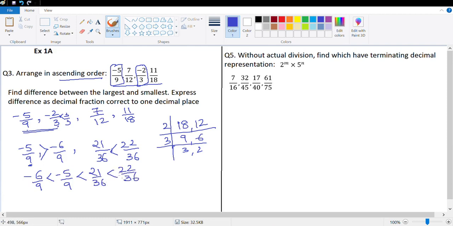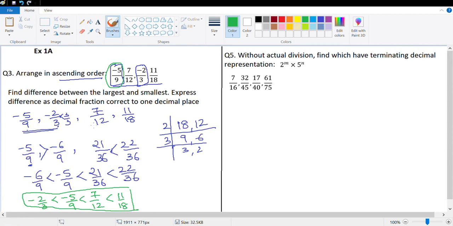Now this is still not the final answer because the question is given in different numbers. I have taken an LCM, so let me write it in the numbers in which it is given. So this is negative 2 upon 3 is less than negative 5 upon 9, less than 21 upon 36, which was 7 upon 12, and 22 upon 36 was 11 upon 18. So this is arranging it in ascending order, going from the smallest to the biggest one.